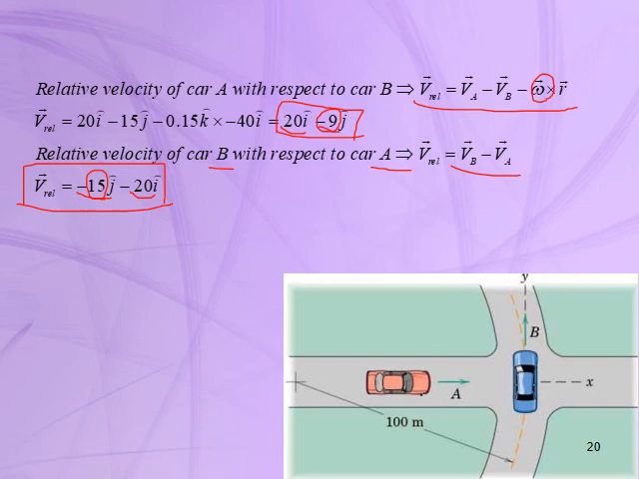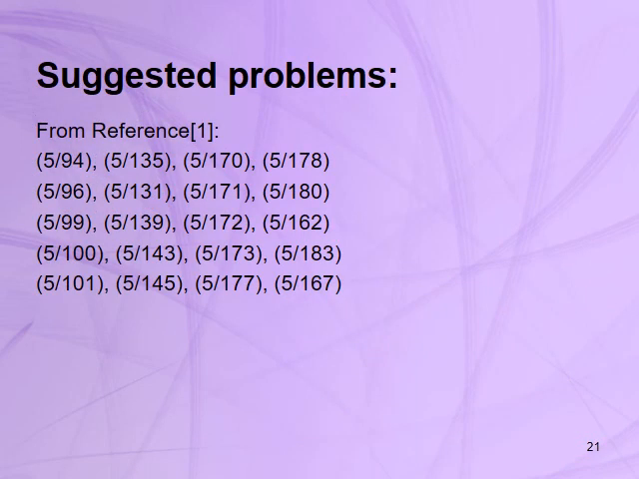So you can see that the relative velocity between car A and B will be different depending on whether you are sitting in car B or car A. Okay, so this is the answer of the last question. By this example we can wrap up, and there are some suggested problems.